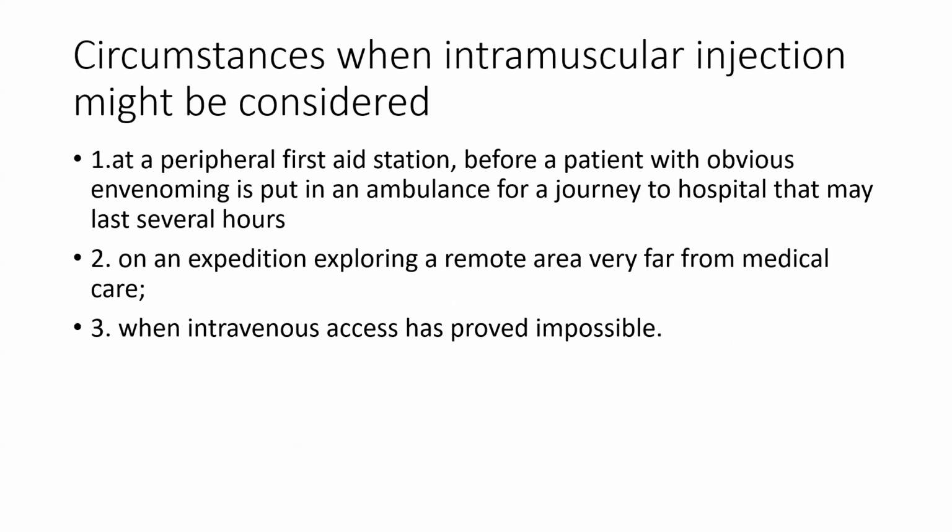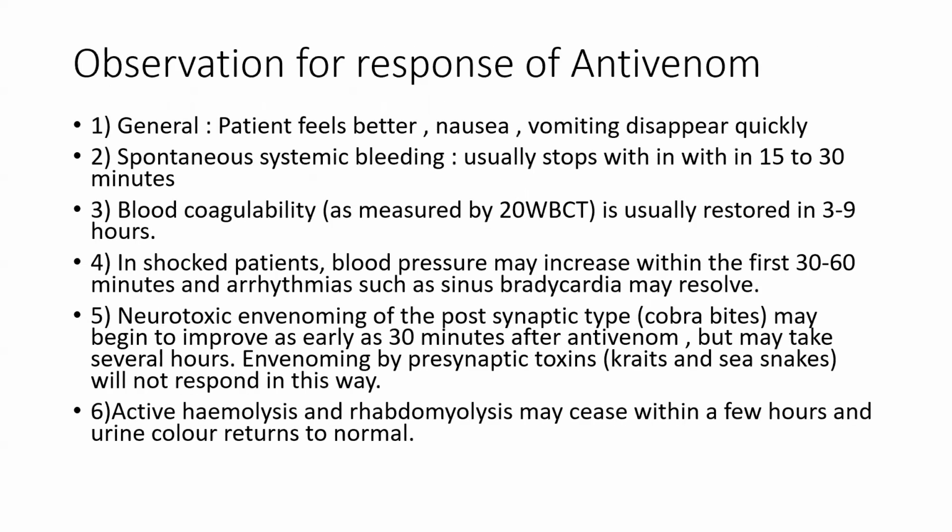So, circumstances where intramuscular injection might be considered: at a peripheral first aid station, before a patient with obvious envenoming is put in an ambulance for a journey to hospital that may last several hours; an expedition exploring a remote area very far from medical care; and when intravenous access has proved impossible.